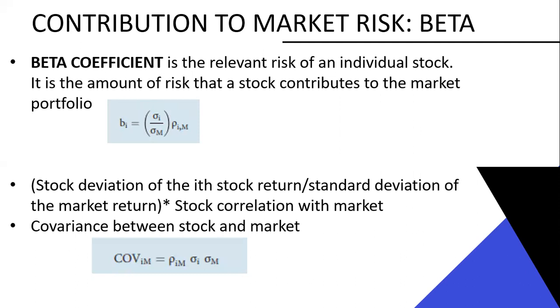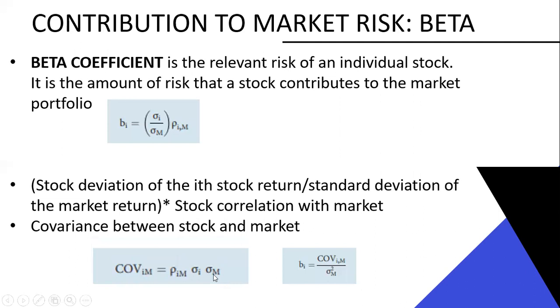Next is the covariance between stock and market, and that is given by this particular formula right over here. This is again the stock correlation with the market. This is the standard deviation of the ith stock, and this is the standard deviation of the market. And again, what is the covariance between the stock and the market? Right here, this is the formula. And also, you can see over here, if you want to, the covariance and the beta, this is the relationship between them.